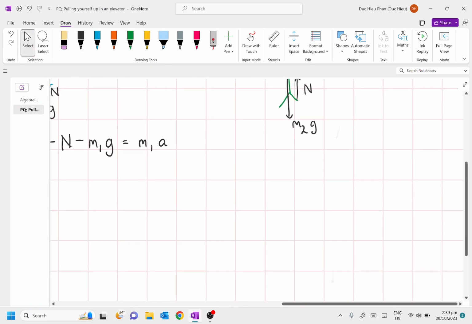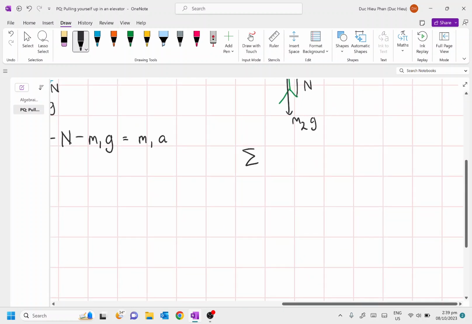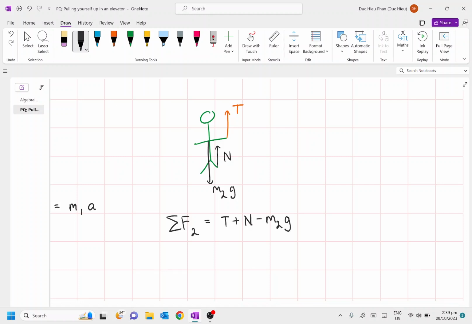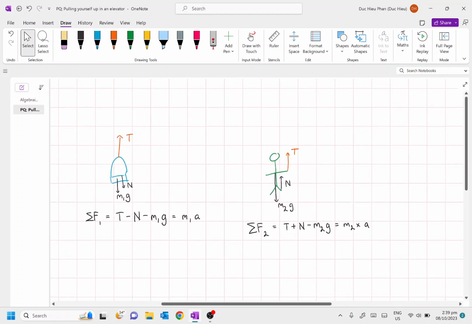Okay. So here, the sum of forces on the person is tension plus the normal force and then minus M2 times G. And this is also equal to M2 times acceleration. All right. That's going to mess with some people's OCD. Okay.